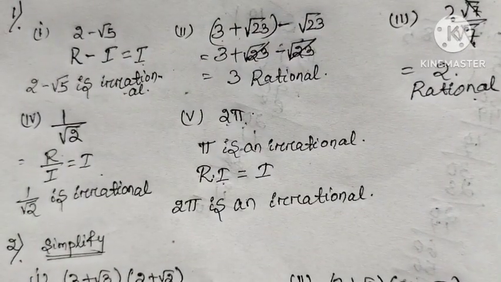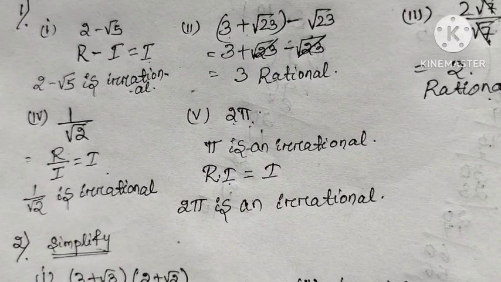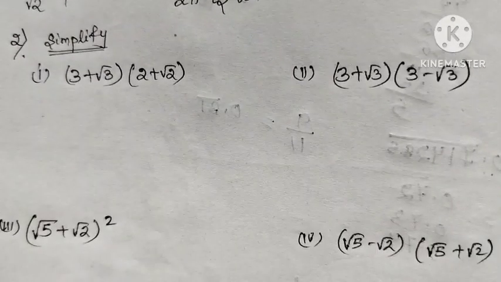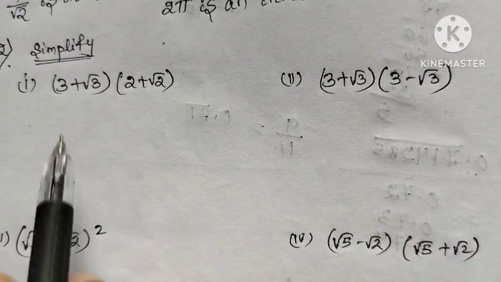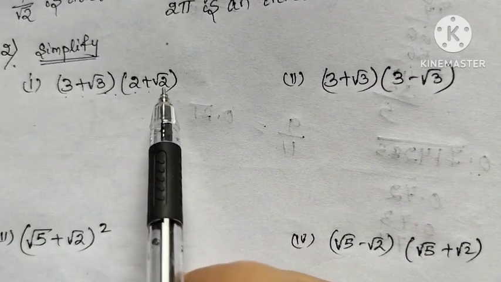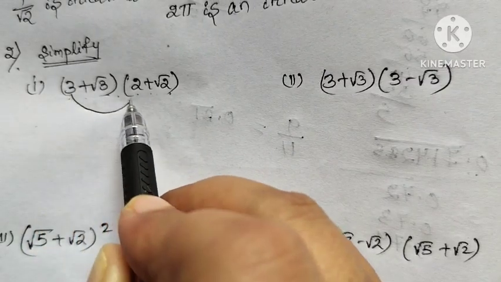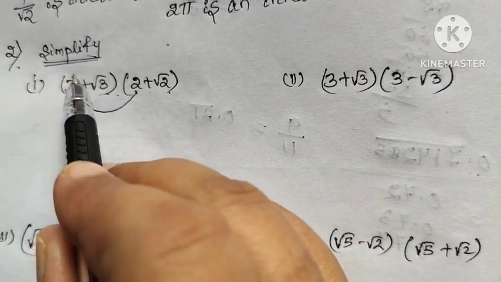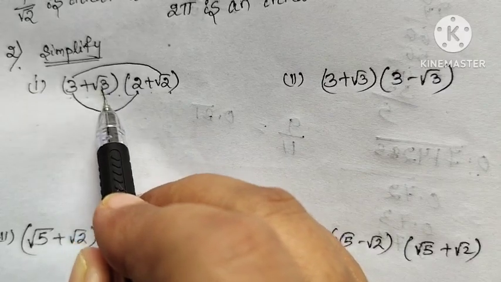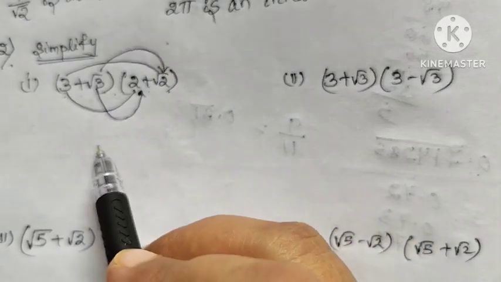Then see question number 2. Simplify each of the following expressions. The first question is 3 plus root 3 into 2 plus root 2. Then 3 is multiplied into 2. 3 is also multiplied into root 2. Then root 3 is also multiplied into 2. Root 3 is also multiplied into root 2.